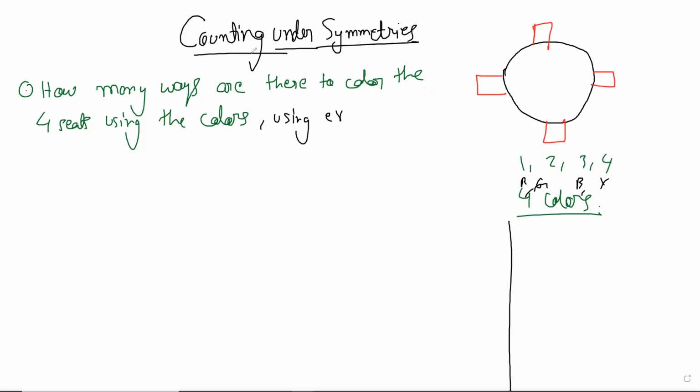Now the question is every color only once. If you use every color only once, again the answer to this is 4 factorial, provided we are considering the different symmetries to be different. Then it's 4 factorial.